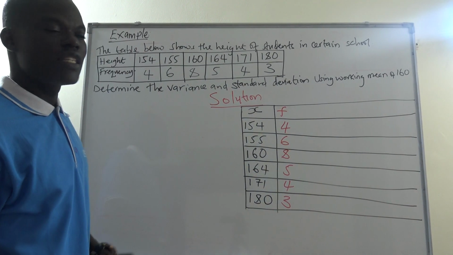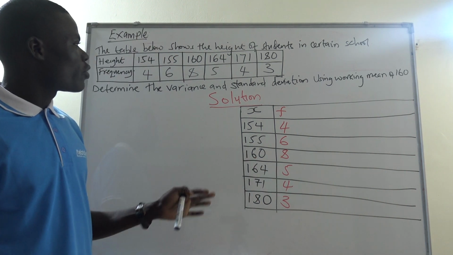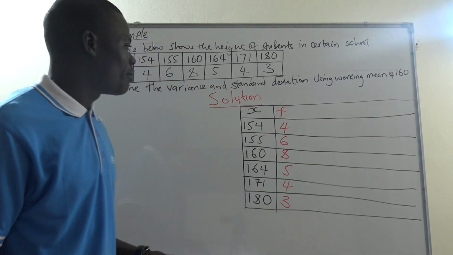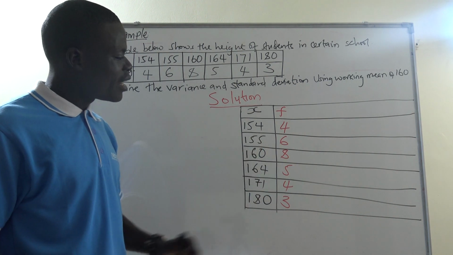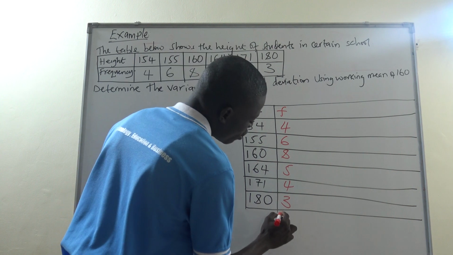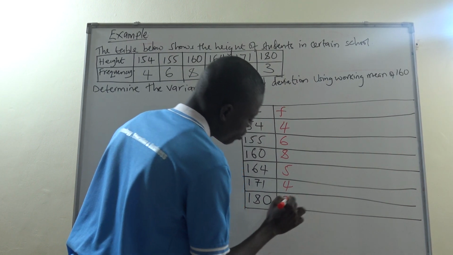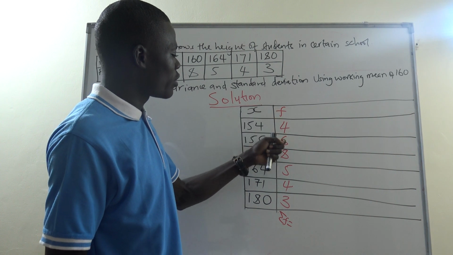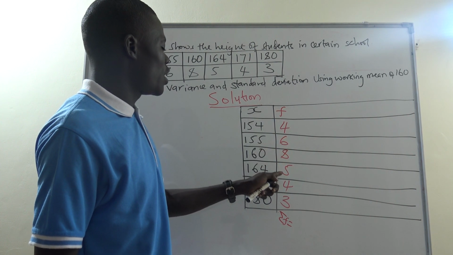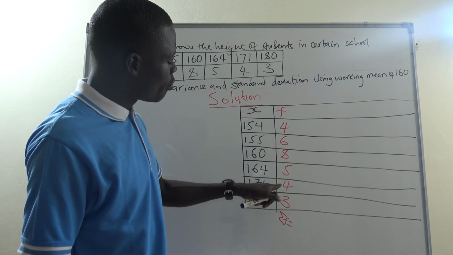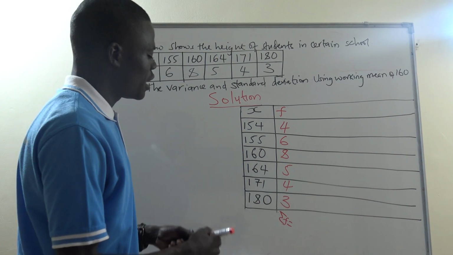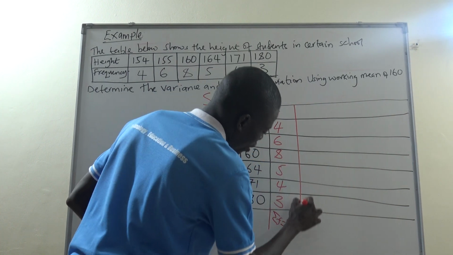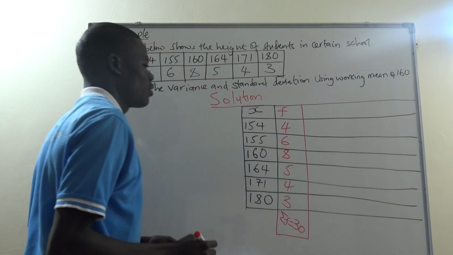Since the frequency is given, there is no need to include a third column, because going back the other side will just be consuming our time. And we said immediately you finish putting all the values of frequency, you must get the summation of frequency. So you add from the top up to the last one: 4 plus 6, which is 10, plus 8 is 18, plus 5 is 23, plus 4 is 27, plus 3, we get 30. This becomes our summation of F.